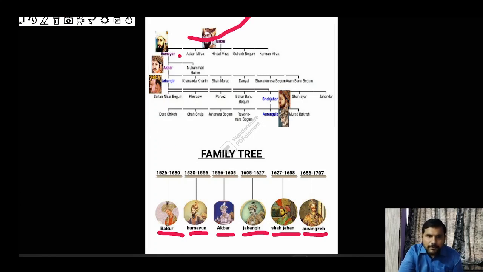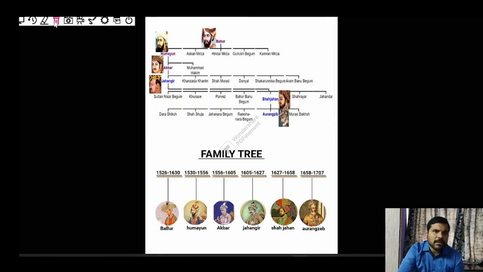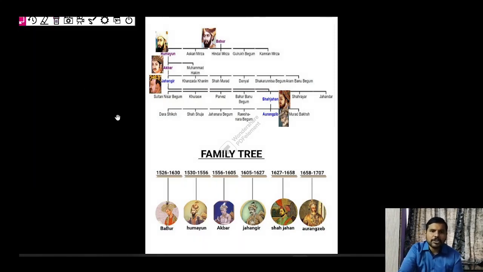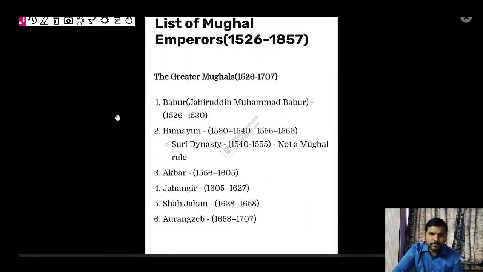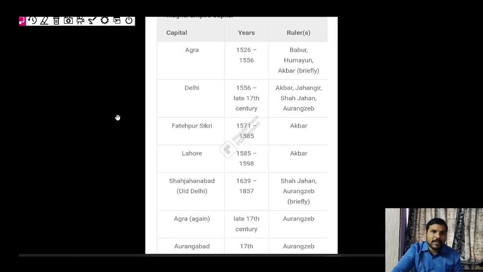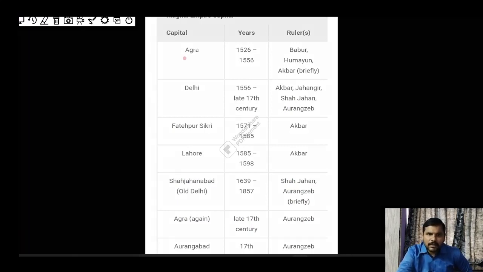You can see Babur, Humayun, Akbar, Jahangir, followed by Shah Jahan and Aurangzeb. These are the more prominent rulers. After Aurangzeb, you have so many rulers, but they are not very prominent. Their contributions are not very important. We have already seen the capitals. Mughal Empire capitals are also very important. Most of the capitals are Agra, Delhi, Fatehpur Sikri, and again Agra. You can pause this, or if I send the PDF, you can go through it and see which is the capital under which ruler.